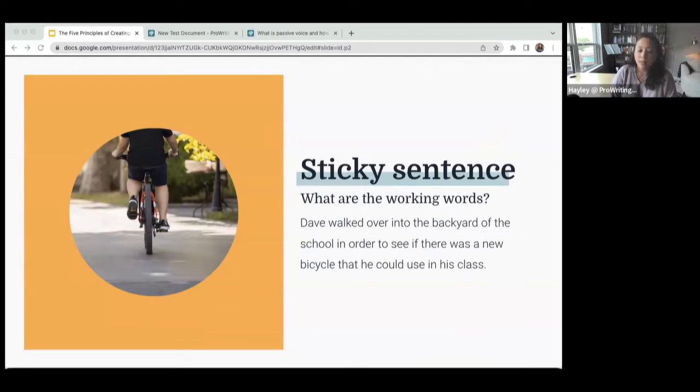I would love to see you put in the chat, I'll give you a couple seconds, what are the working words in this sentence? Again, working, not glue. So what are the words that are essential for this sentence to make sense that we cannot change without changing the meaning of the sentence? I'll give you a few seconds to put them in the chat. The working words.